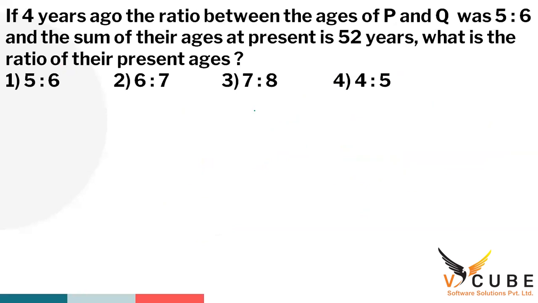Right, next one. If 4 years ago, the ratio between the ages of P and Q was 5:6, and the sum of their ages at present is 52 years, what is the ratio of their present ages? Very good, Andy. Simple question and some tricky question. I think no need pen and paper.